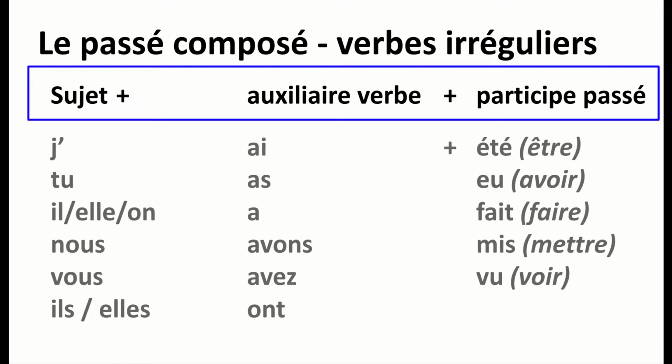J'ai vu. J'ai vu un oiseau dans l'arbre. I saw a bird in the tree. Okay. So these are the past participles for those verbs. Été, eu, fait, mis, vu. All right.